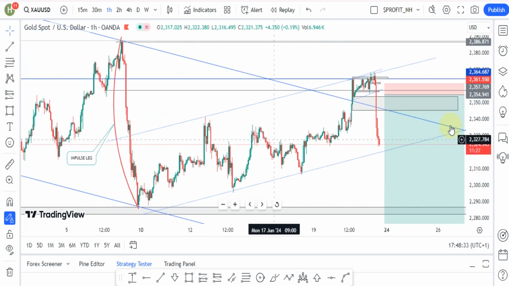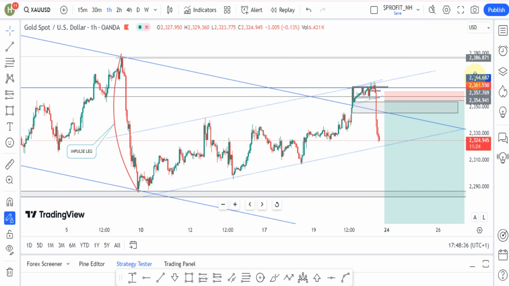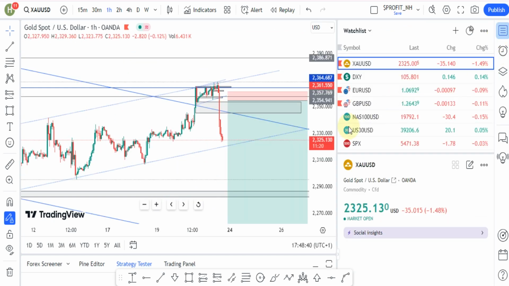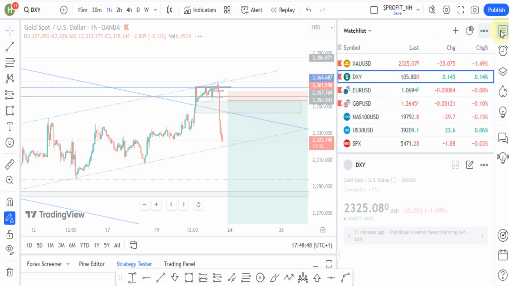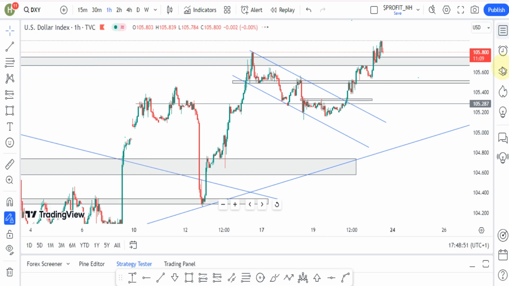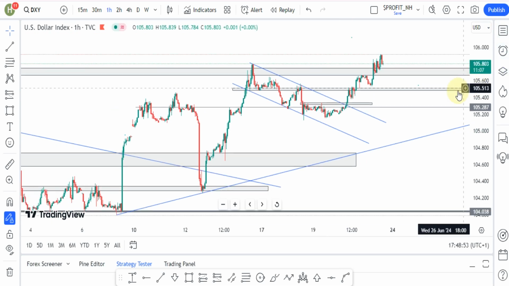So that's how I'm looking at the gold market again. And another confluence that you can normally use when trading the gold market is the DXY. You can try to understand what the DXY is doing. Let's look at the DXY and see what it has been doing today, and even from the previous week. Right now you can see the DXY was giving me these kinds of structures at this point.